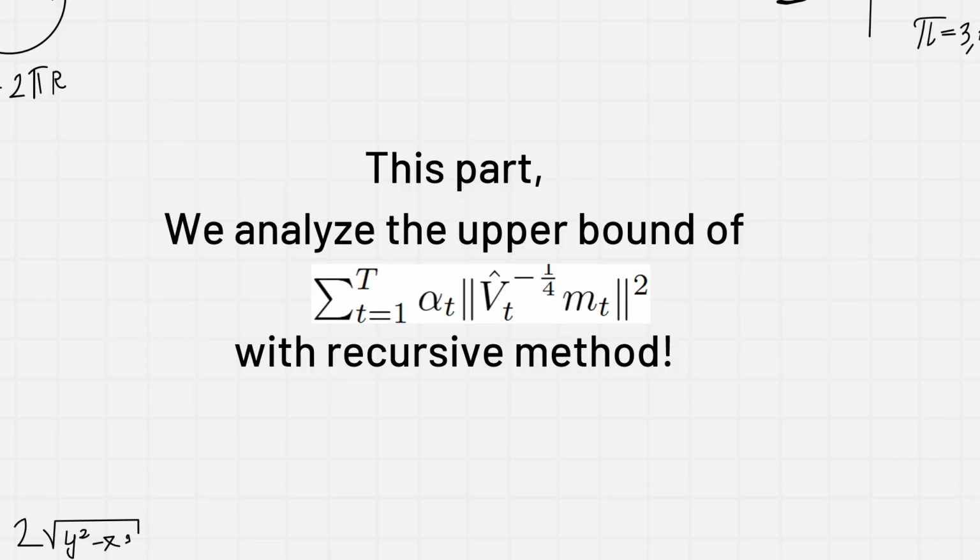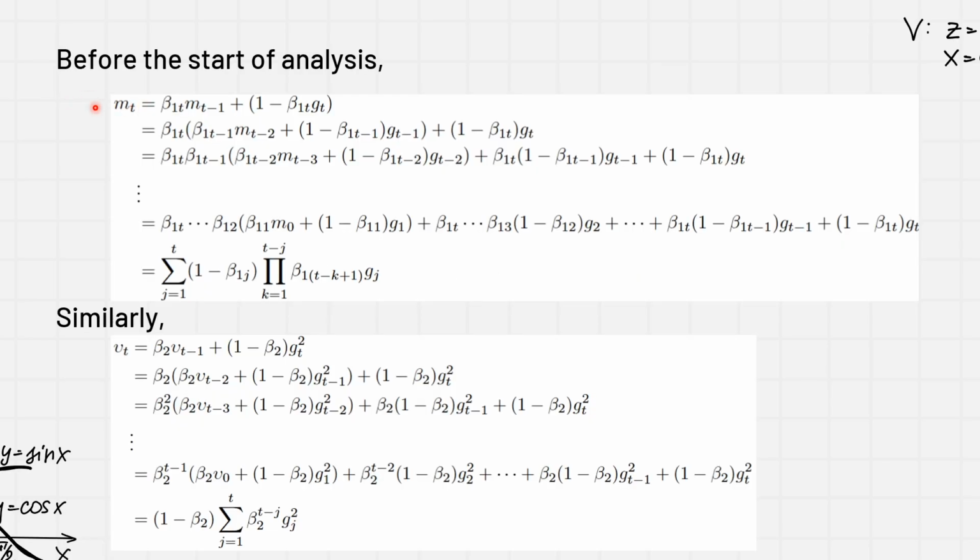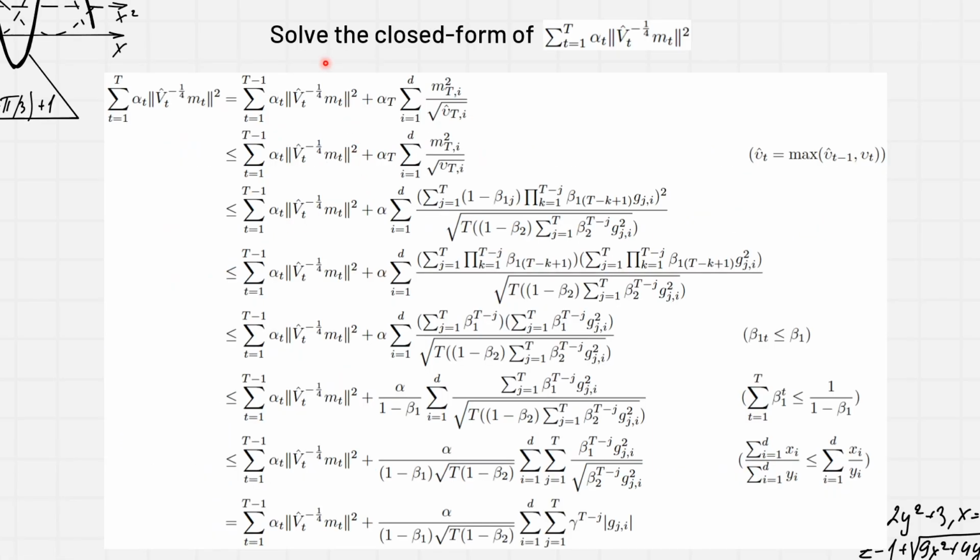Here, we use the recursive method to prove it. Before starting, we have to know the closed form of mt and vt for the following proof. Here, we just recursively derive the equation from the definition of the exponential moving average. Next, we try to solve the closed form of this term. We begin with deriving the last element of the summation, and after multiple steps, we get the upper bound of the last elements.